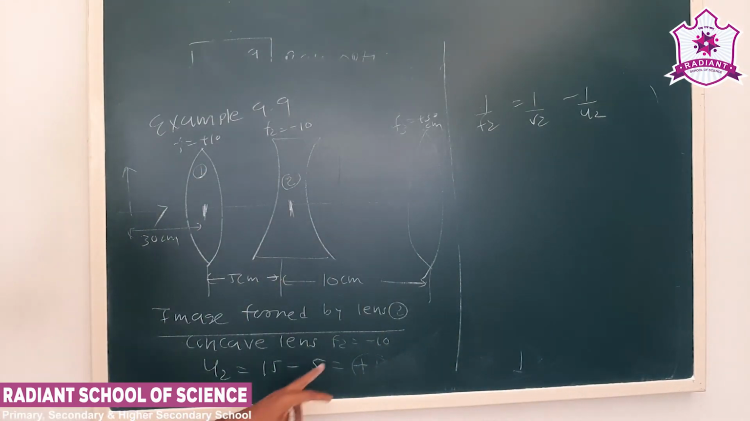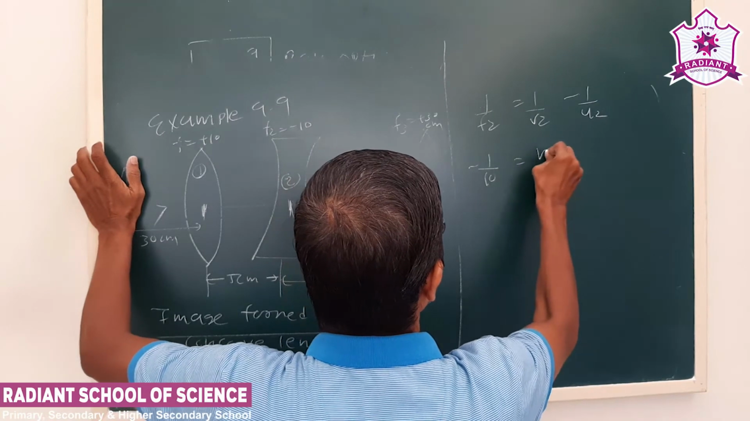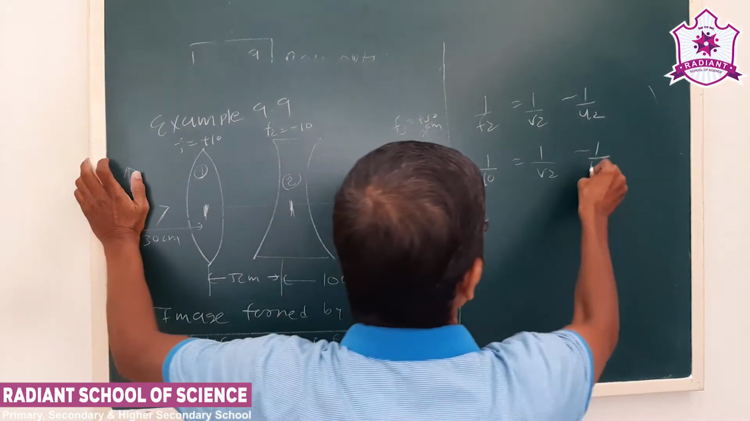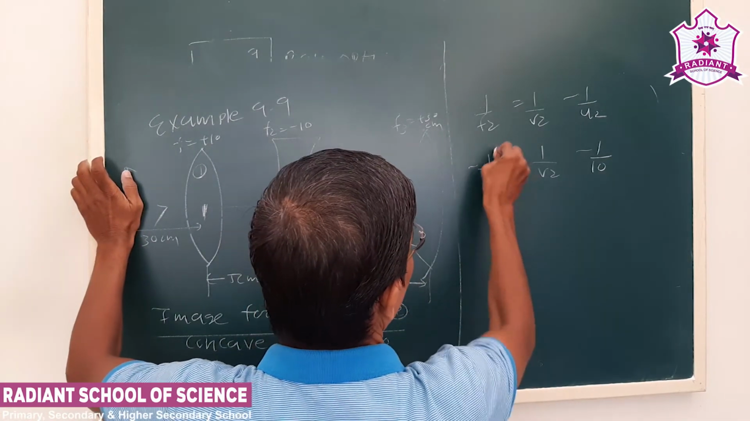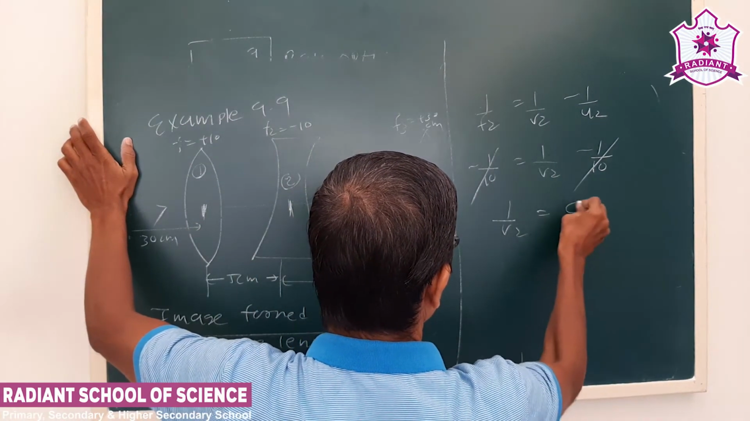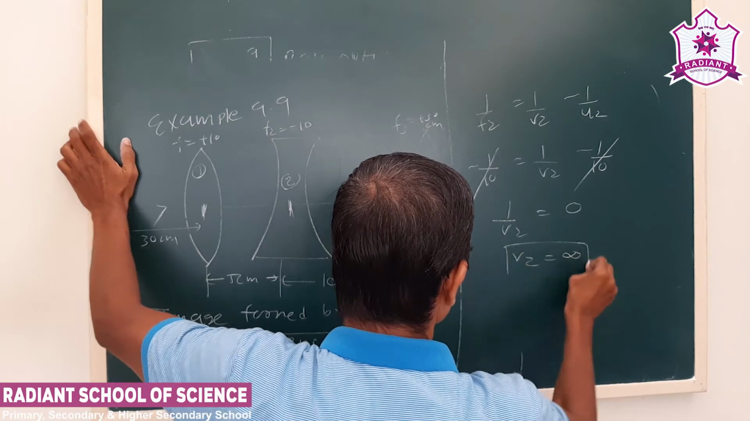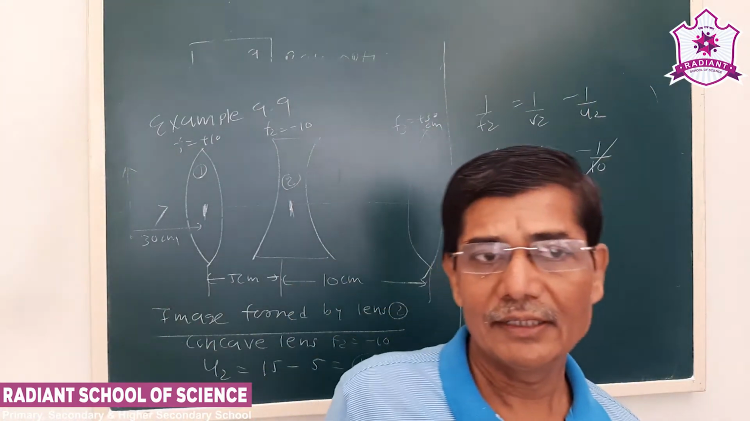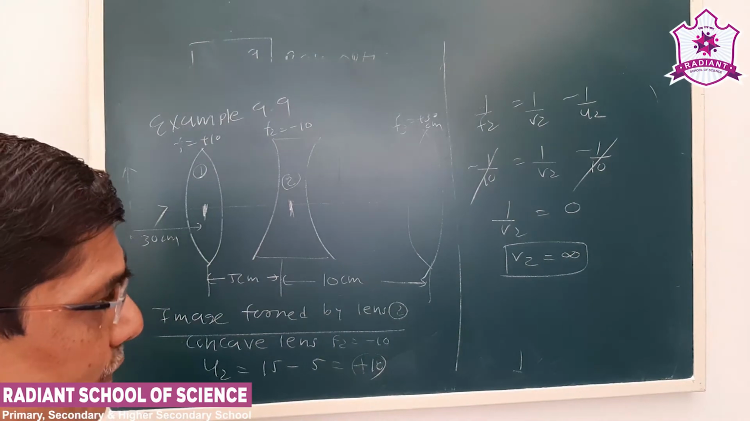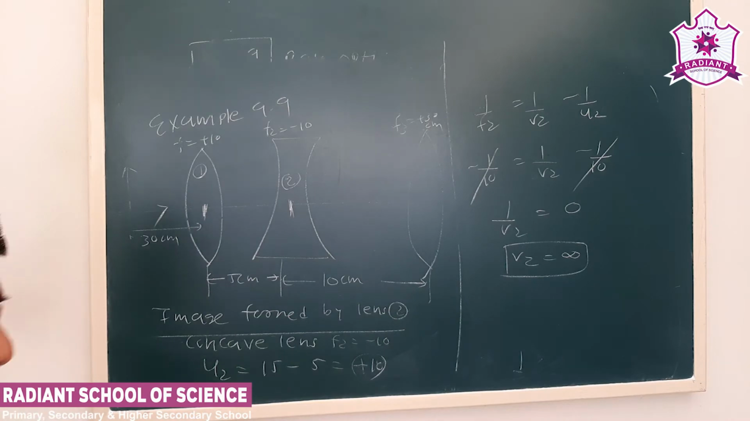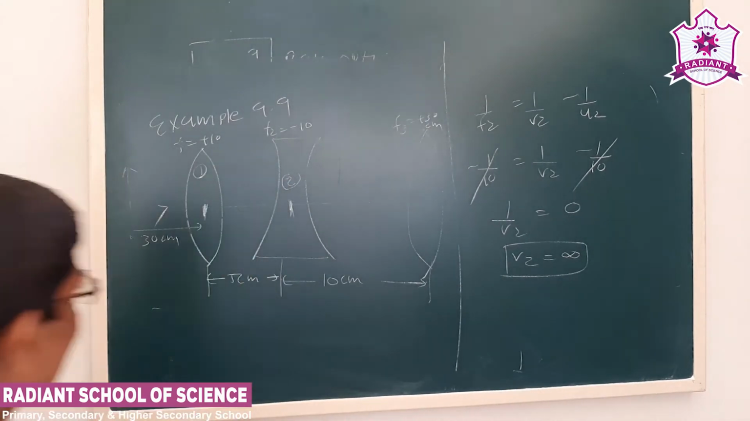Now f2 is negative here. So u2 is plus 10, that we have seen, and this is minus 10. 1 upon 10 minus 1 upon 10 is cancelled, so 1 upon v2 is 0. One more thing we have to take into account: a concave lens is a diverging lens, so it will diverge the rays falling on it. That's why we get the image distance as infinite.